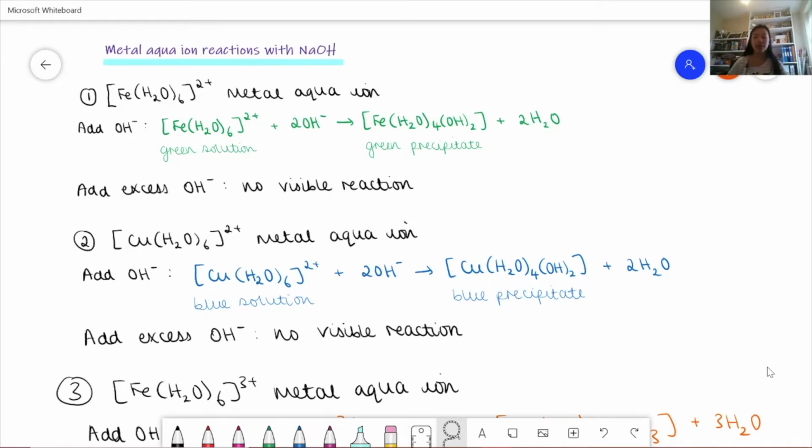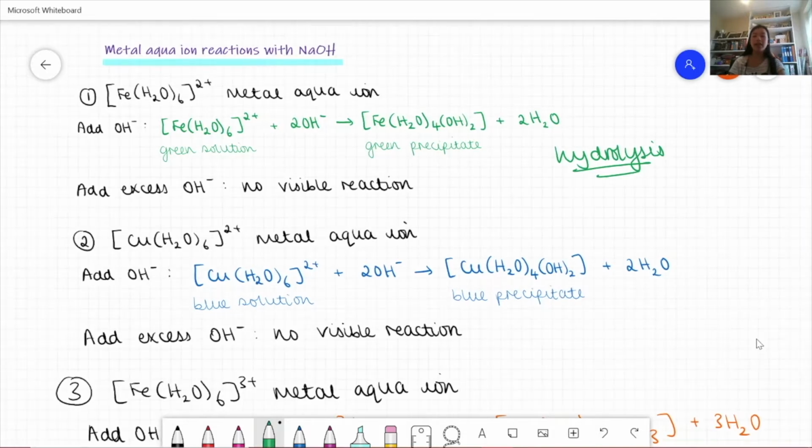And this kind of reaction is a hydrolysis reaction. And this is the case for all of these reactions, so they all go through hydrolysis. And this can also be called a precipitation reaction because we're also forming a precipitate. When we add excess sodium hydroxide, there is no visible reaction.